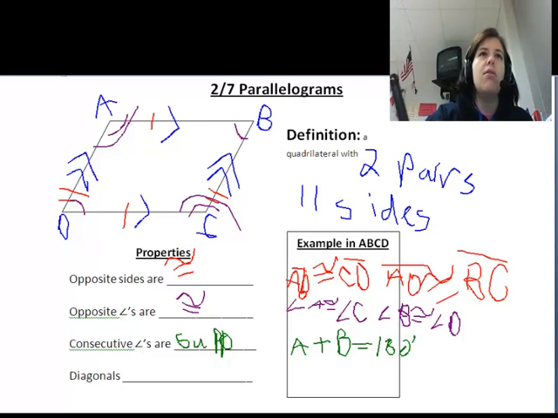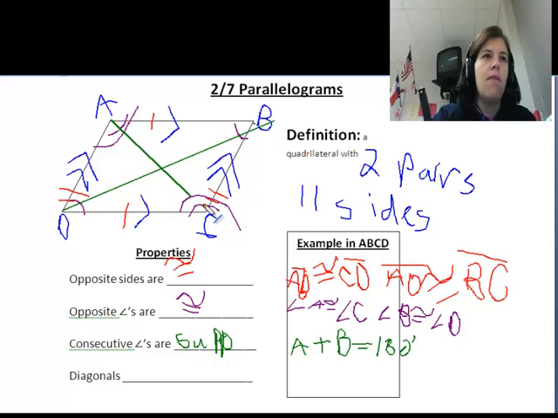And a diagonal goes from one corner to the other. So I'm going to go from D to B. And we'll go from A to C.